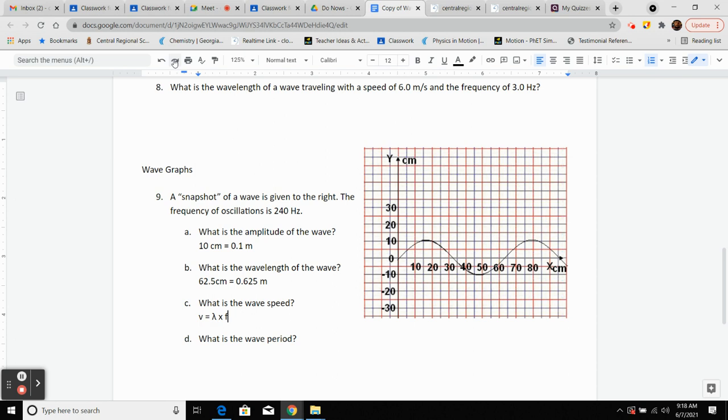Wave speed equation, ba-boom. We just measured what the wavelength was, 0.625 meters. But what is the frequency? I forgot. 240. Good, it says it up in the beginning. So 240 hertz. Multiply them out, and you're going to get 150 meters per second. Ba-boom. What, why did we lose? How did we get lost?